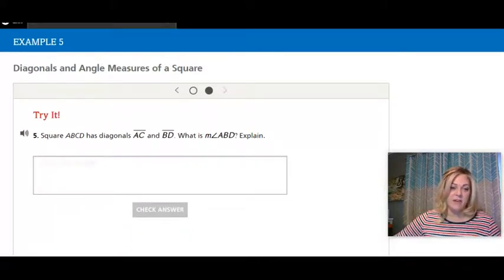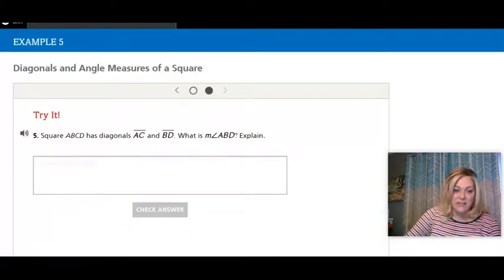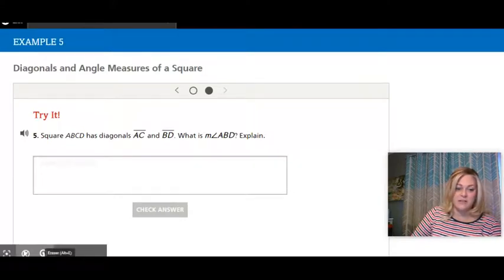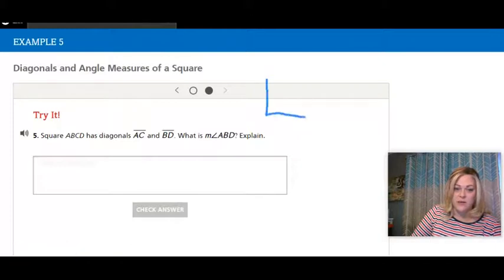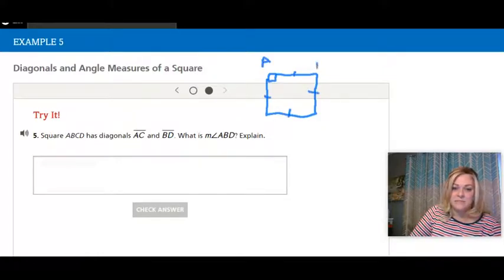Try it number 5, example 5. Square ABCD has diagonals. So I'm going to draw this picture as soon as it talks about something that's visual and there's no visual. Make sure to draw it. So this is a square, best I can, freehand. Go ahead and put all these tick marks so you know. So it's a square ABCD. And you can go clockwise or counterclockwise and start. It doesn't matter. It's okay. So AC is a diagonal and BD is a diagonal.